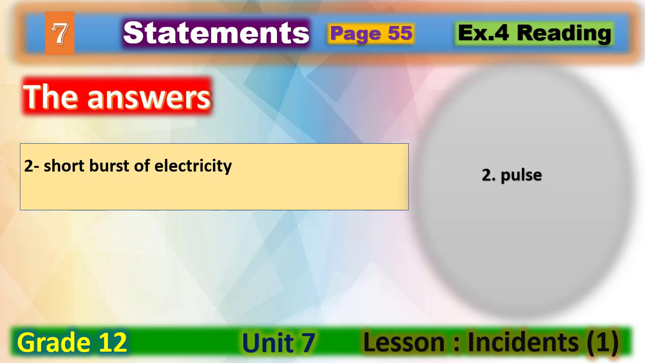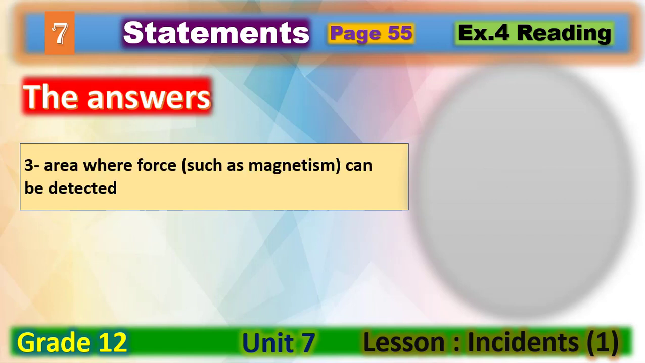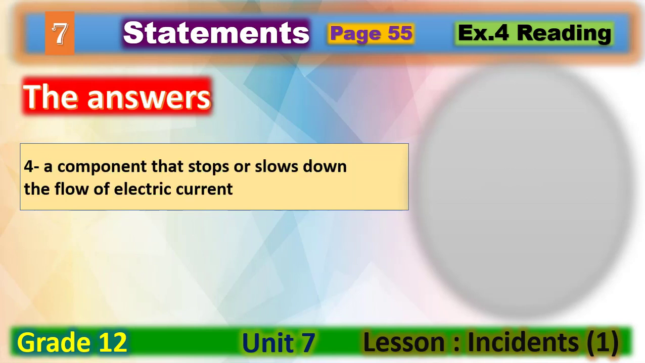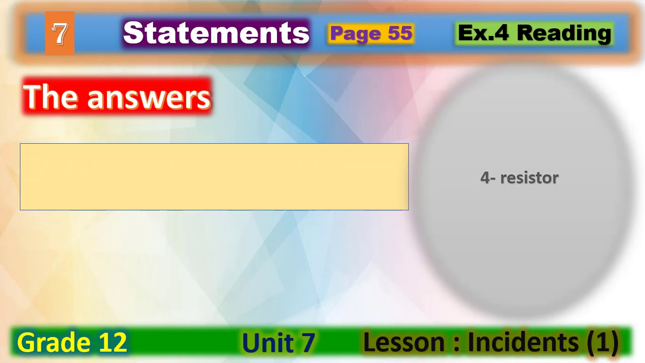Pulse. 3. Area where force such as magnetism can be detected. Field. We call it field. Good. Number 4. A component that stops or slows down the flow of electric current. Resistor. Great. Number 5. Increased. Amplified. Great.